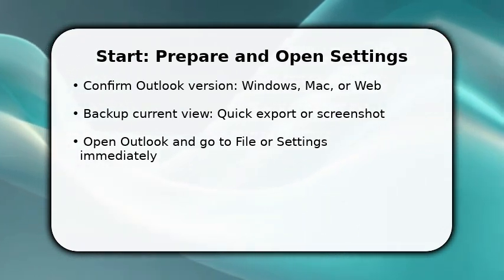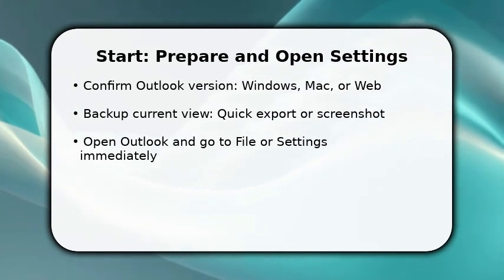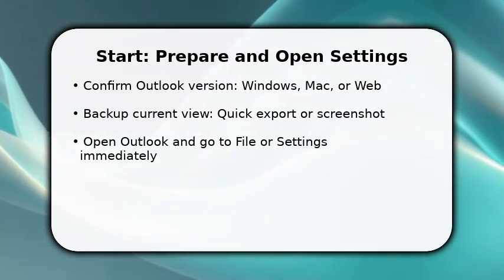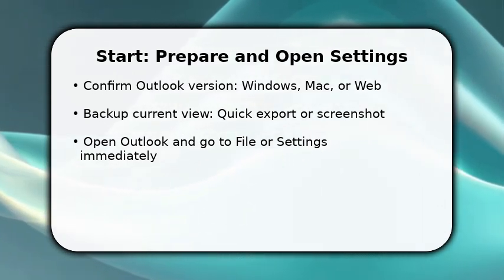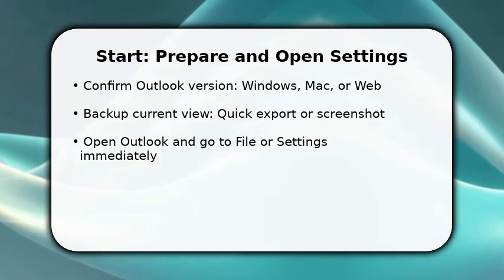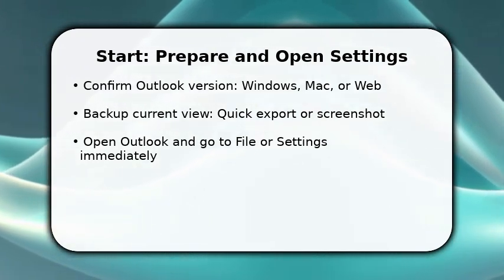Now open Outlook and go straight to File or Settings. Don't wander through menus. You're about to change themes, reading pane, and layout. Make sure to keep the app open and your mailbox selected so changes apply to the account you intend.